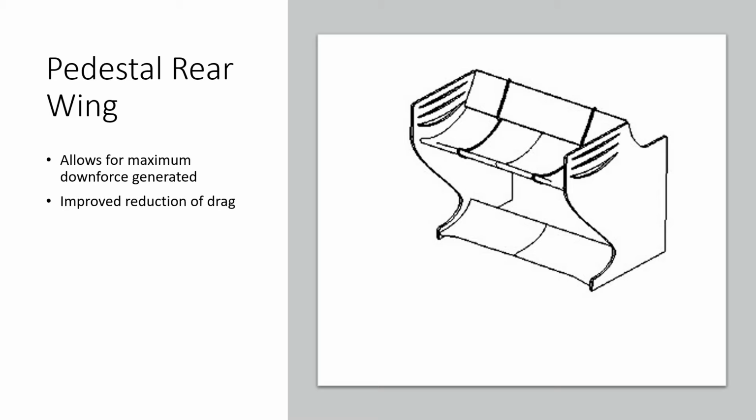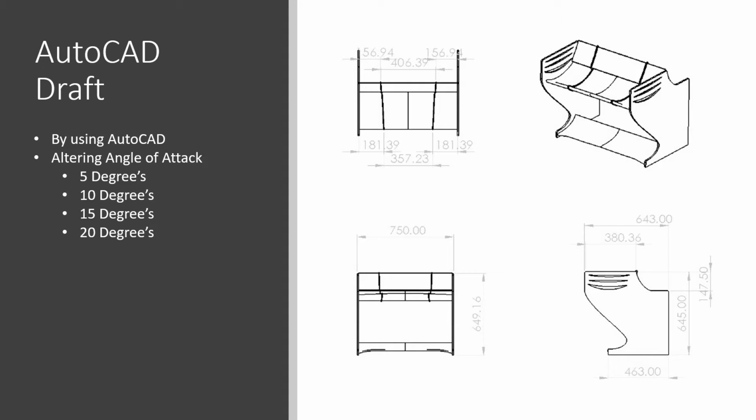Next, I will be talking about the pedestal rear wing. We have chosen this design because it allows for maximum downforce generated and also an improved reduction of drag. So on the right hand side we can see the picture of the design. We have done the majority of the design using AutoCAD, which is more simple and easier to use when compared to SolidWorks simulation. So from the isometric drawing we can see that the width of the wing is 750 mm and the height of the wing is 645 mm.